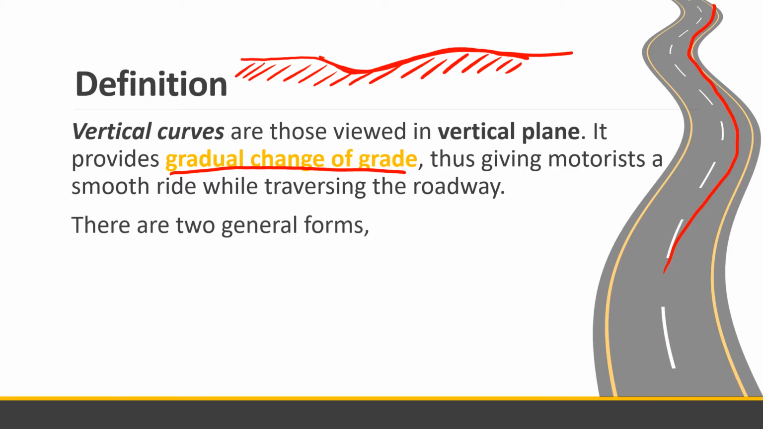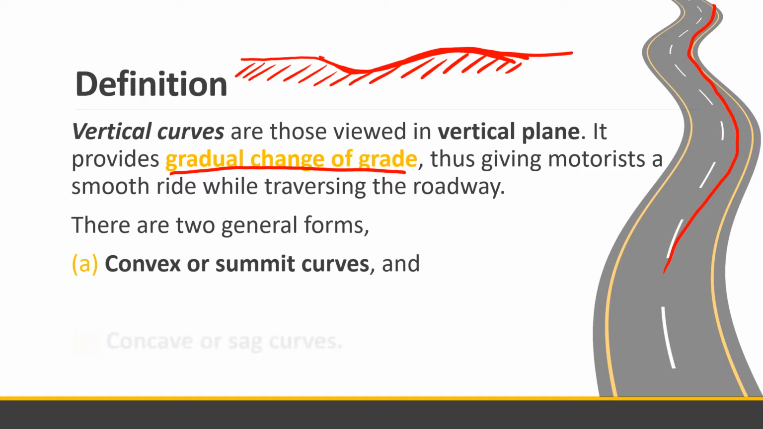So there are two general forms of a vertical curve. First is the convex or summit curve. That is the upward curve here, this part, and the concave or sag curve, this part. So we will discuss the convex and the concave curves.